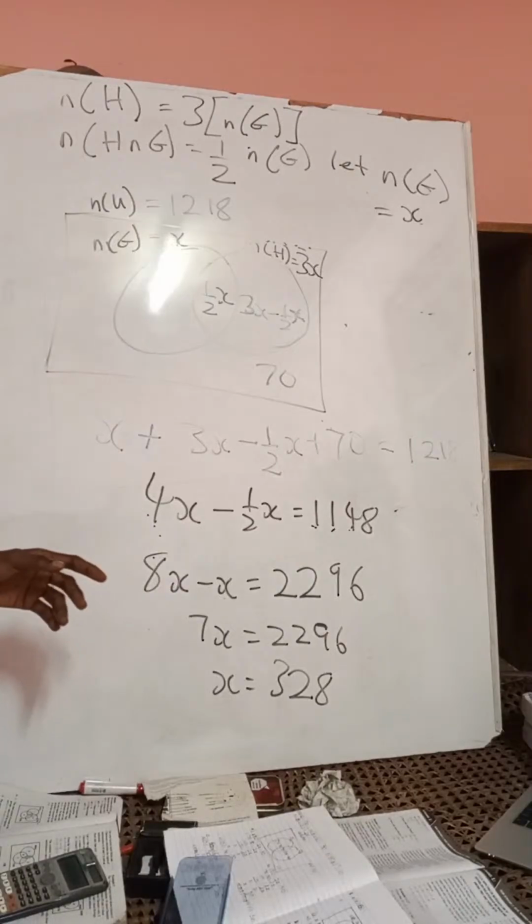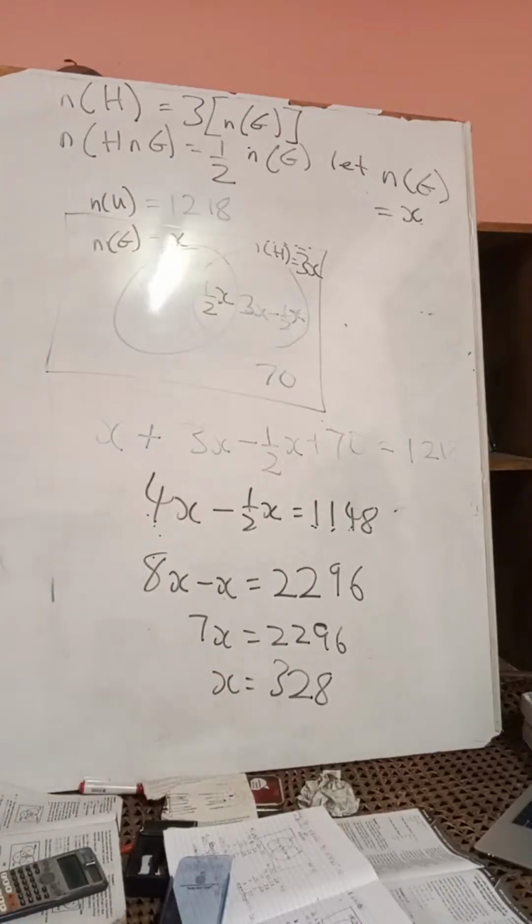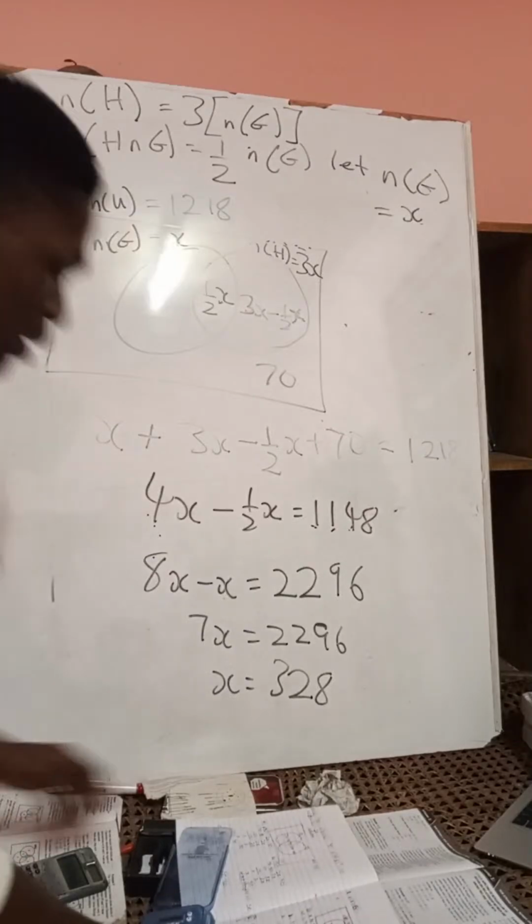Now after getting 328, we can also say the number of people who like highlife, which is 3x. So it will be 3 times 328, which is 984. Okay, 984. Let's see what the question is seeking for.